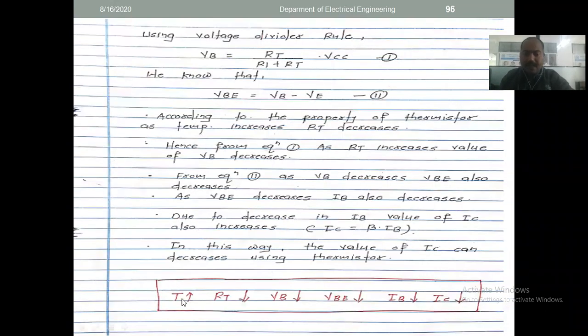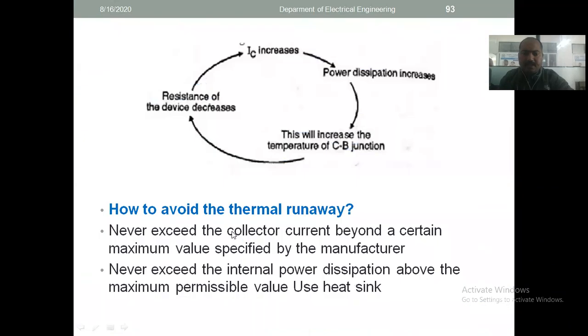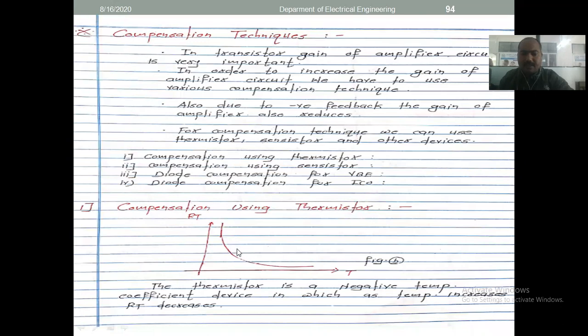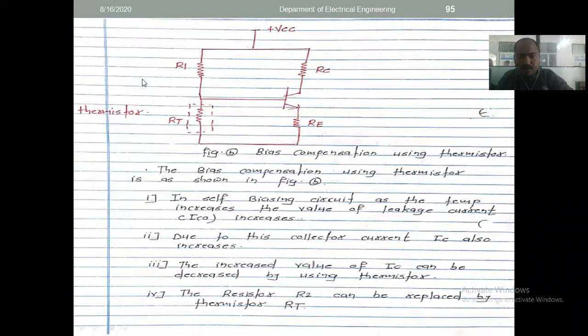See, as the temperature of your device increases, we know there should be an inverse relationship between your thermistor temperature and the resistance, right? So when temperature increases, its resistance reduces. See, temperature increased so resistance reduced, right? When resistance reduces, the voltage supplied to the base will also reduce. When the resistance reduces, the voltage applied to the base will also reduce.